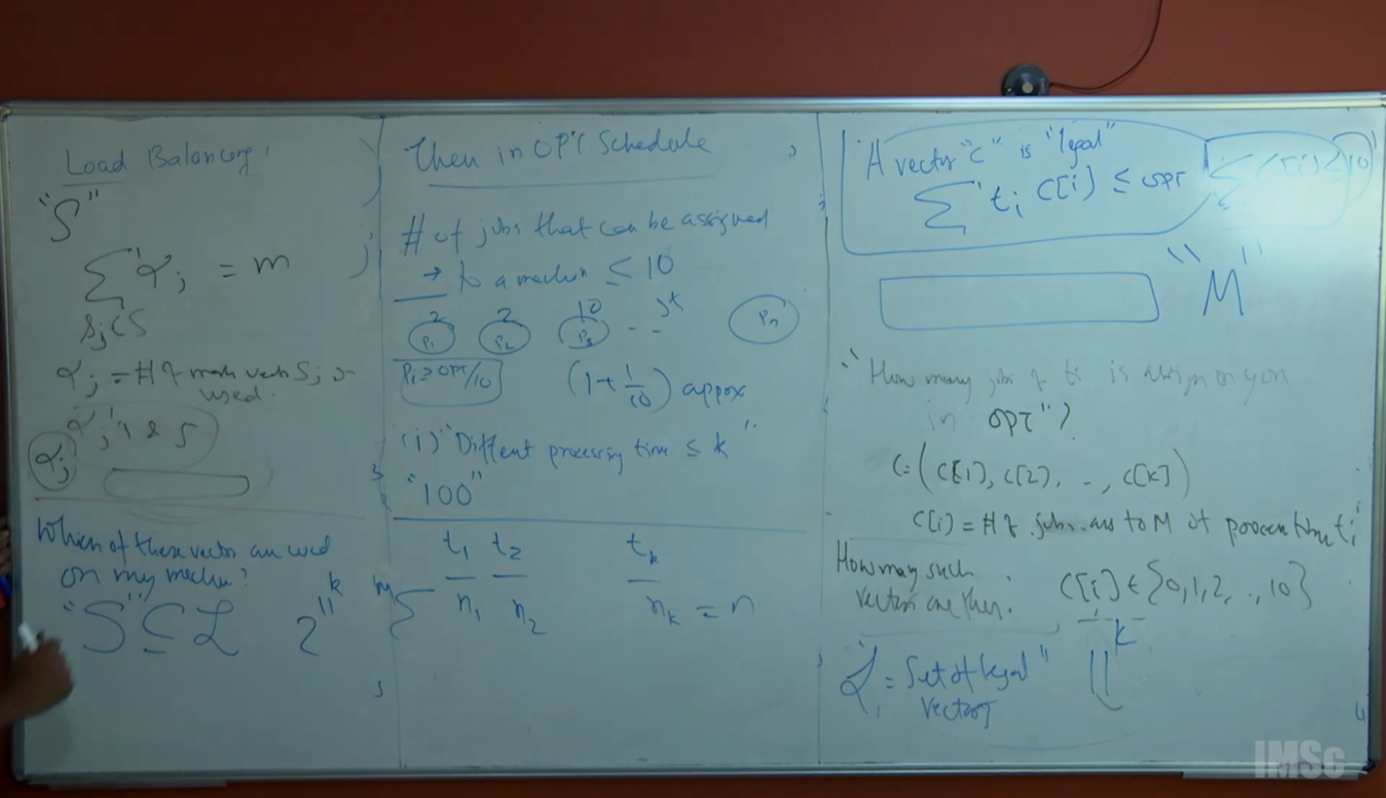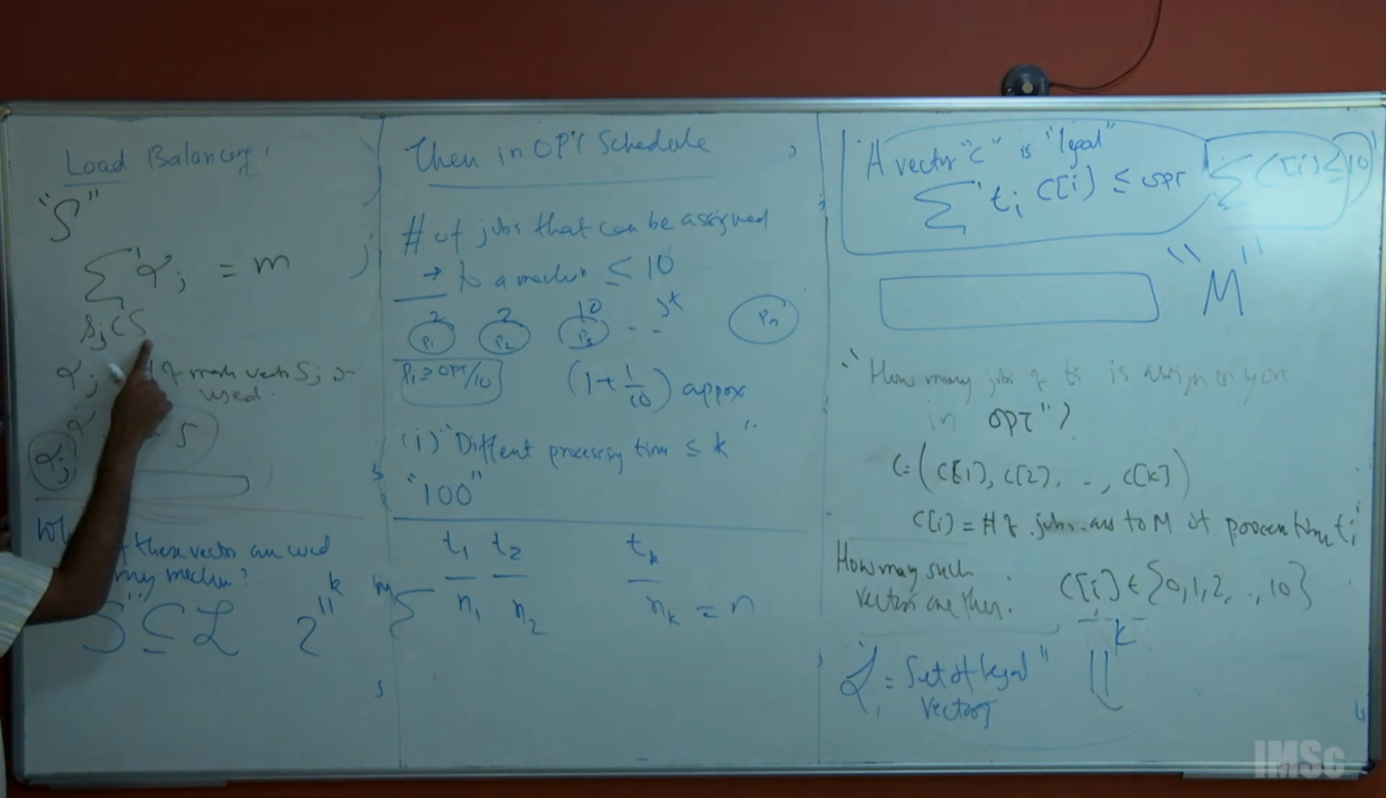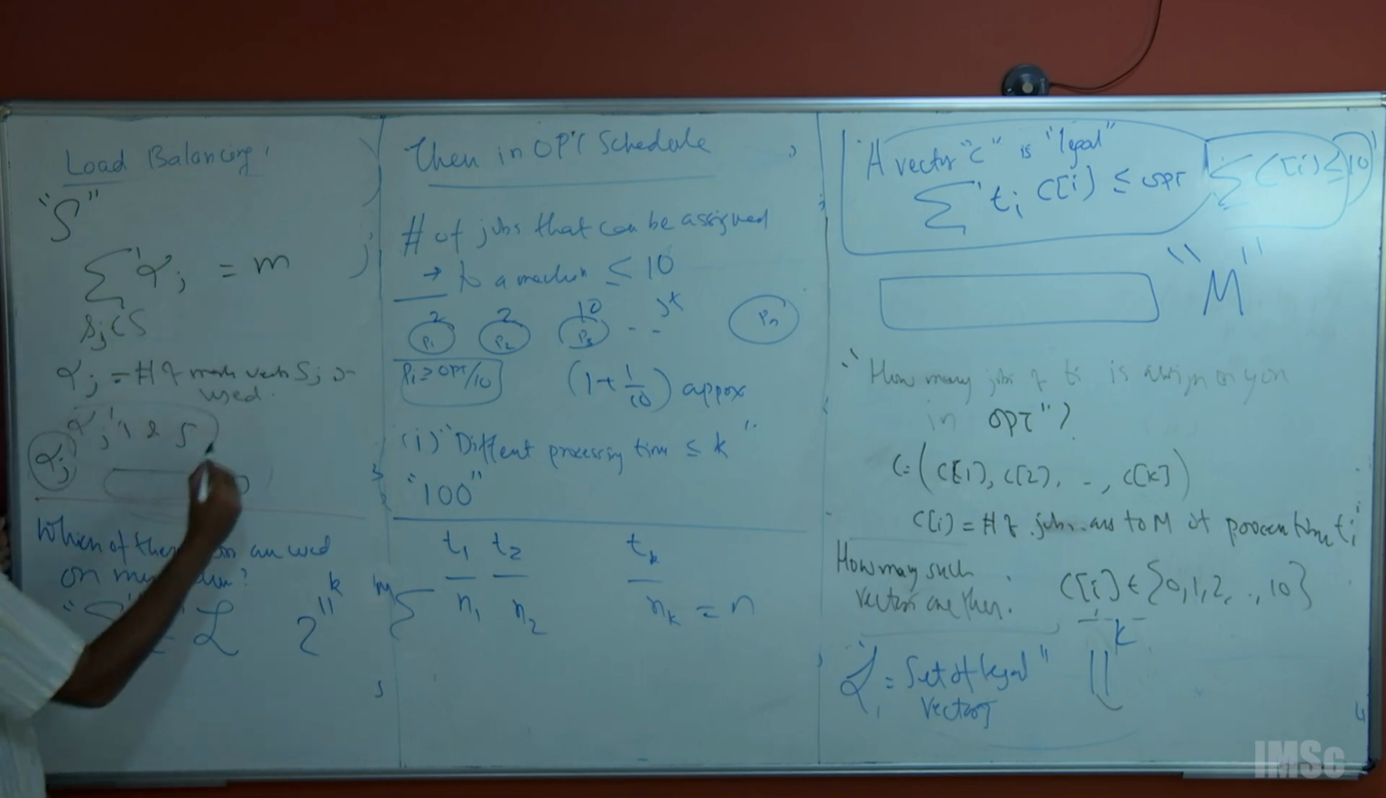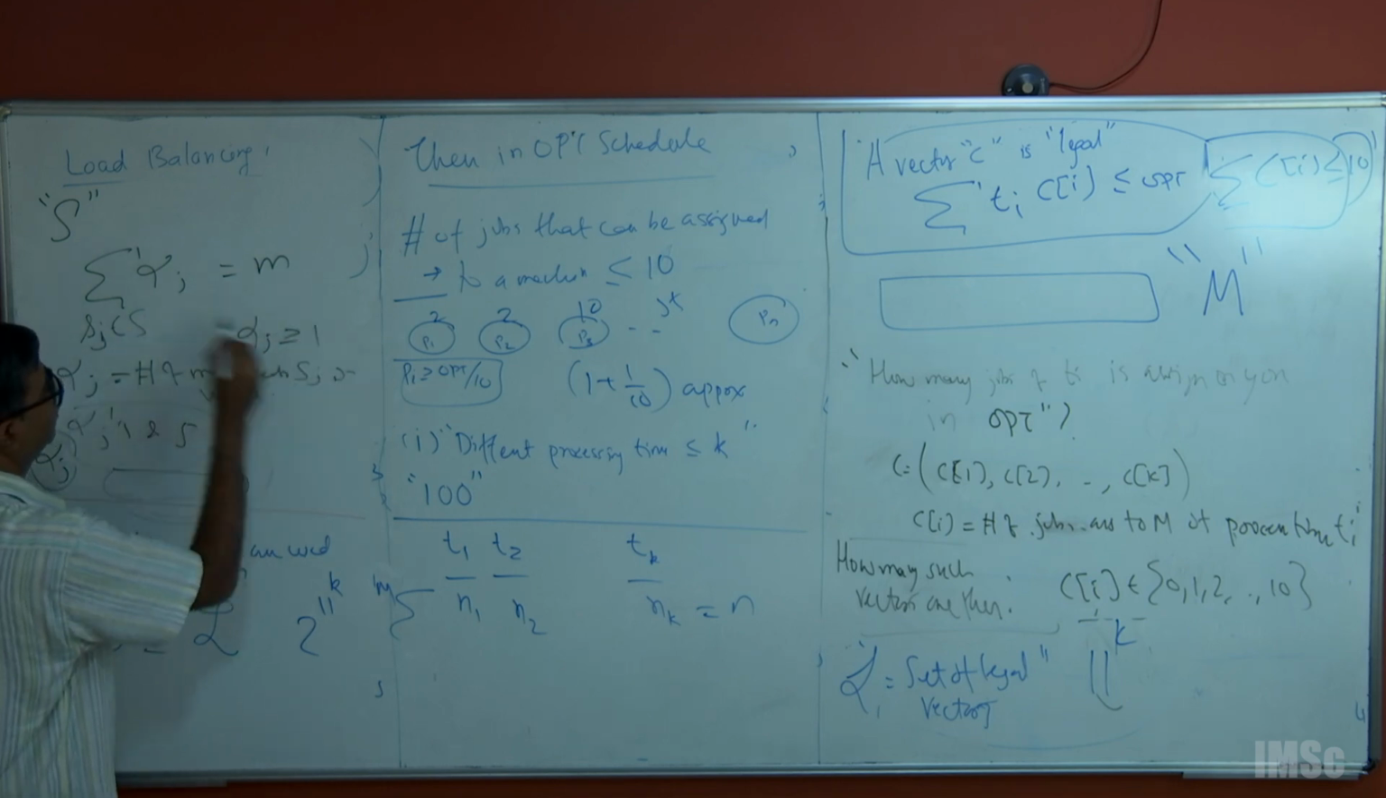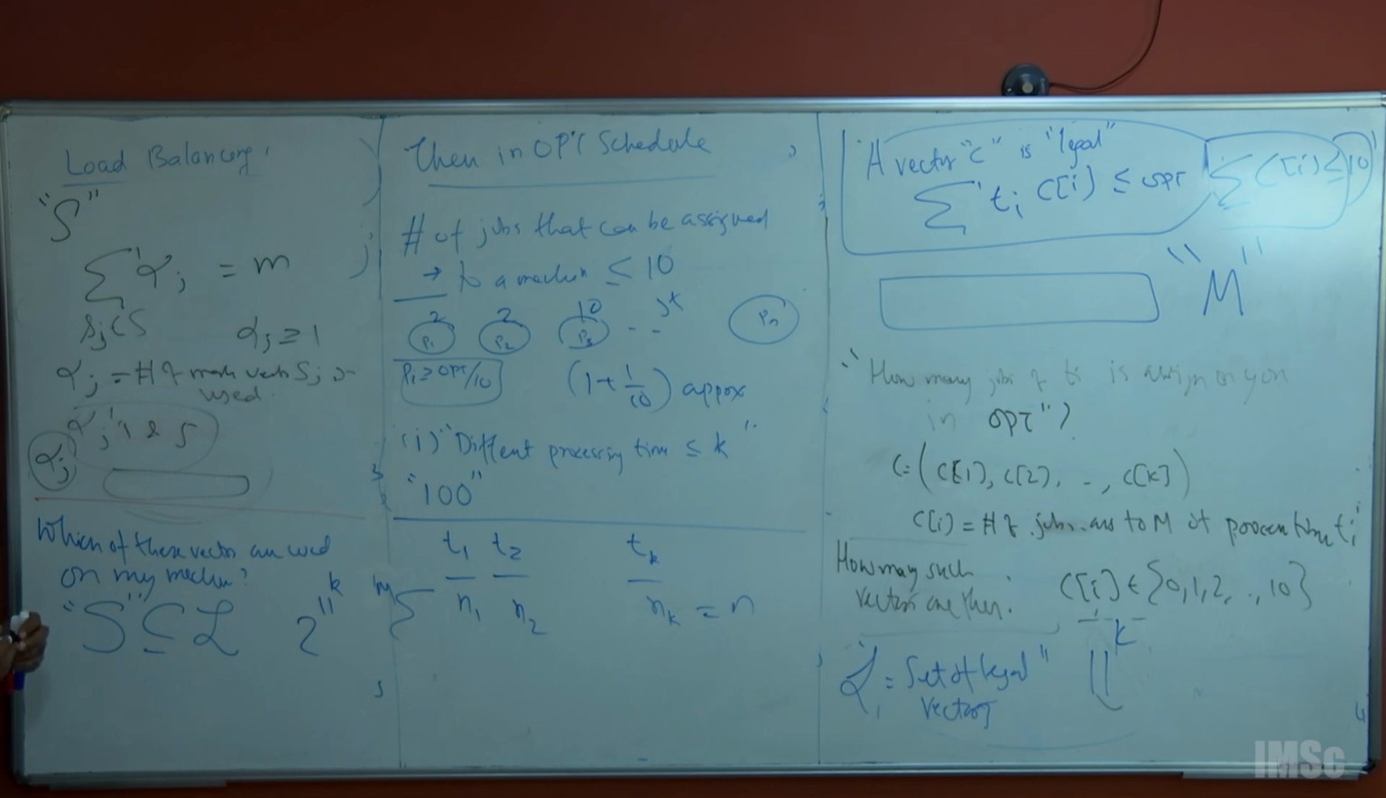What is this? Sum over j in S equals M, where each alpha j is greater than or equal to 1. Do you remember? It is the system x1, x2, x3, x4, x5 equal to n. How many non-negative integer solutions are there?